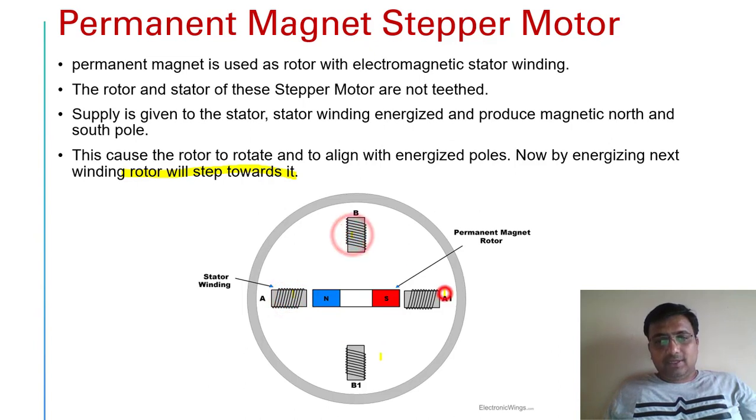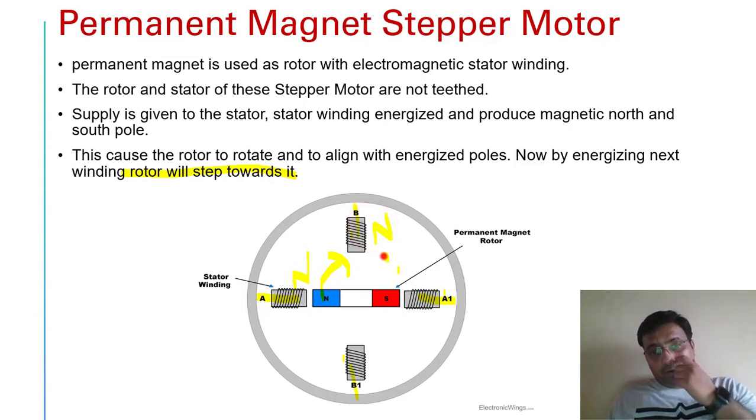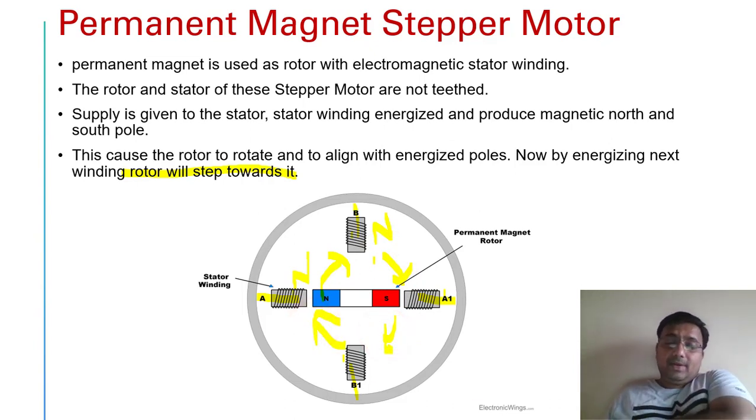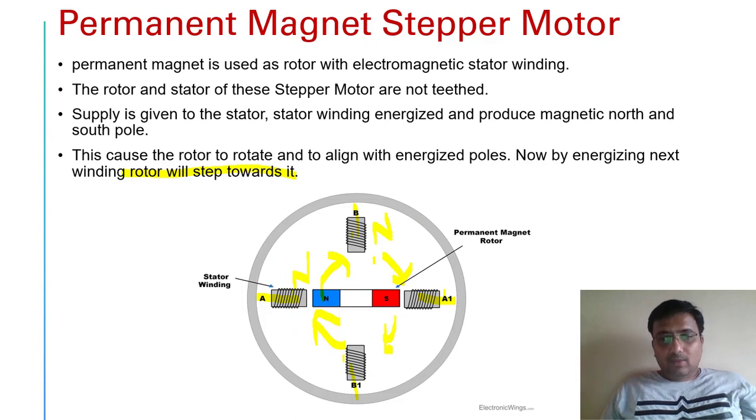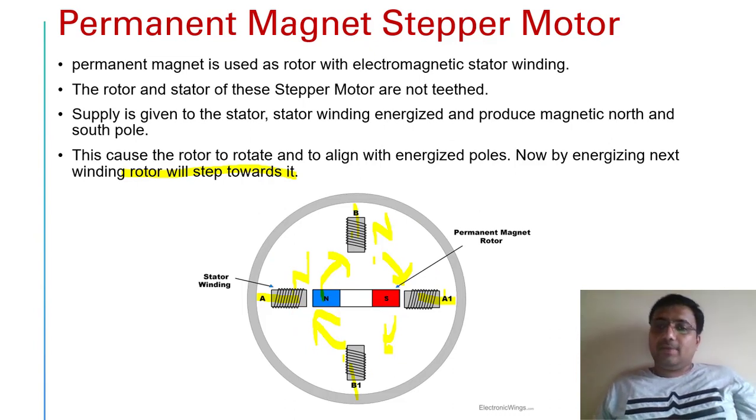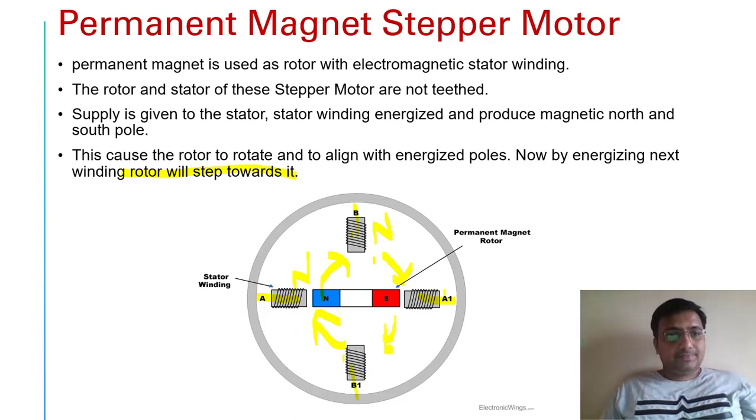So every time, we energize these coils with A1, B1, and so on, depending on what is energized. Suppose this is N and N will repel, so it will rotate like this. Again, we energize it, it becomes N, and again it rotates, similarly like this. So this is the way the permanent magnet stepper motor works. Its construction looks like this, with a permanent magnet rotor and stator windings.